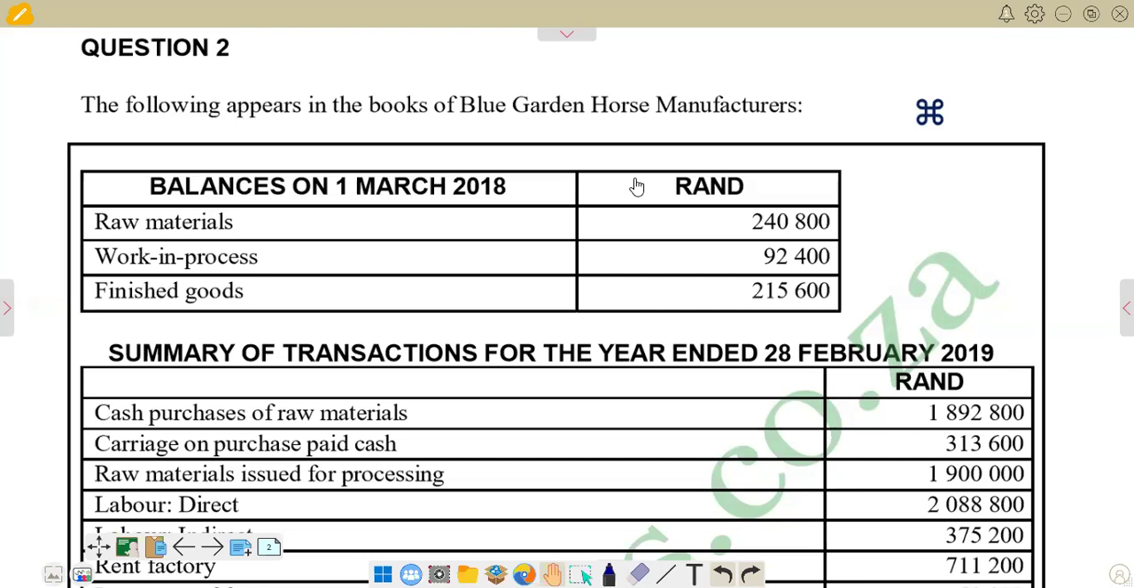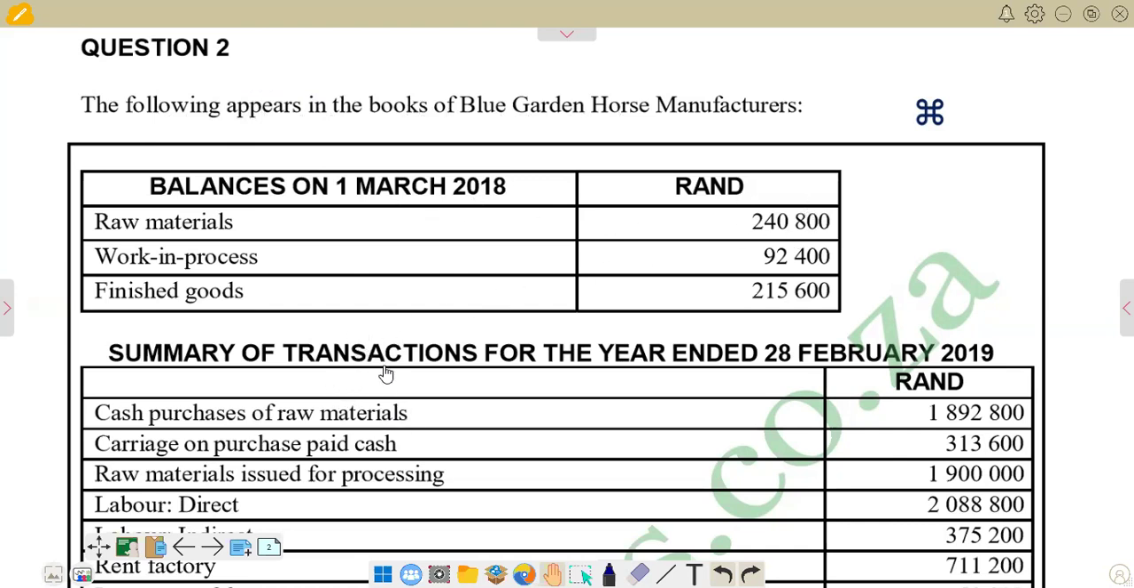In this video we're going to look at the preparation of integrated systems, whereby we're going to look at question 2 of the question paper of June 2021. Our question reads: the following appears in the books of Lowcut and Host Manufacturers. We're given balances on 1 March 2018 that are going to be our opening balances.